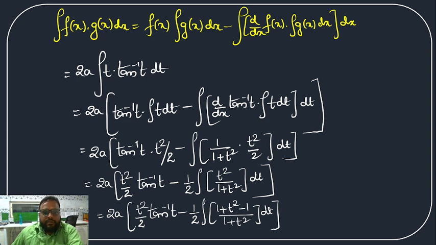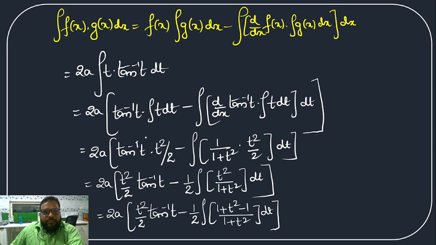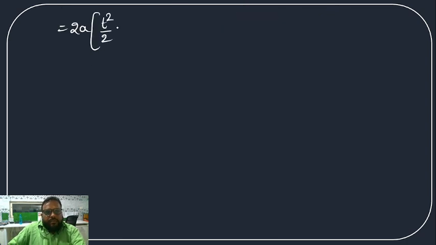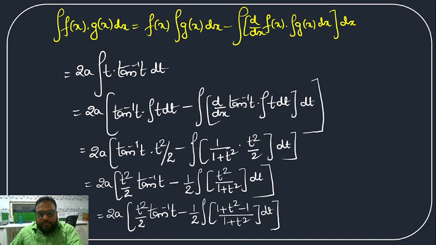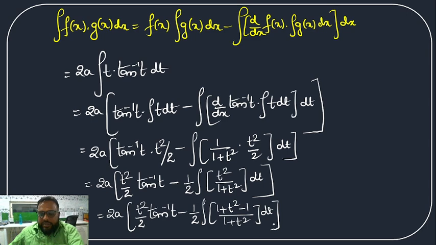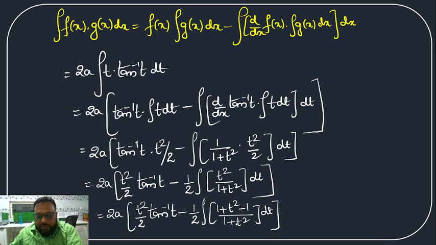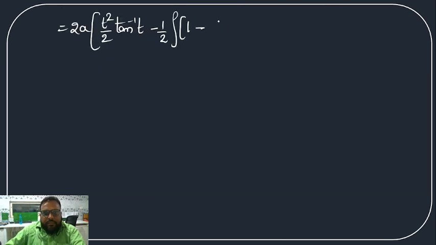Okay, next step. This will be 2a into t square by 2 tan inverse t, this remains as it is, minus half into the integration of, when I separate this, I will get 1 plus t square by 1 plus t square, they both get cancelled. I will be left with only 1 minus 1 by 1 plus t square dt. This is what I will be left with.